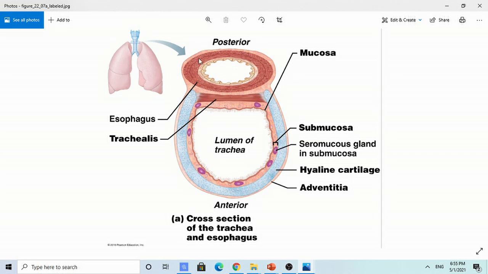What we see from behind here is the esophagus, which is a passageway for food. So this is the posterior part, this is the anterior part, this is the incomplete circle of hyaline cartilage, which keeps the bronchi open or patent.